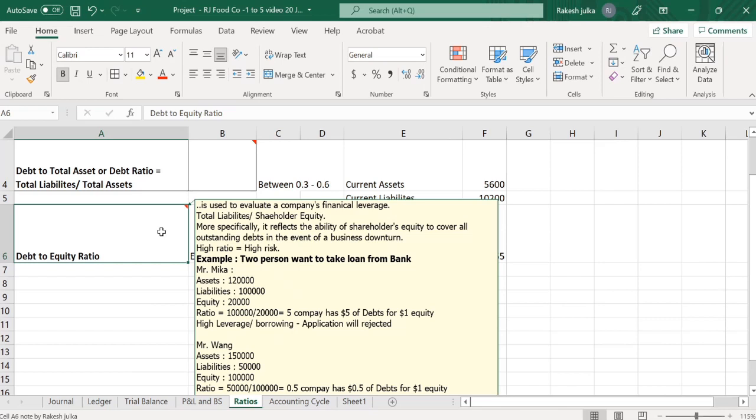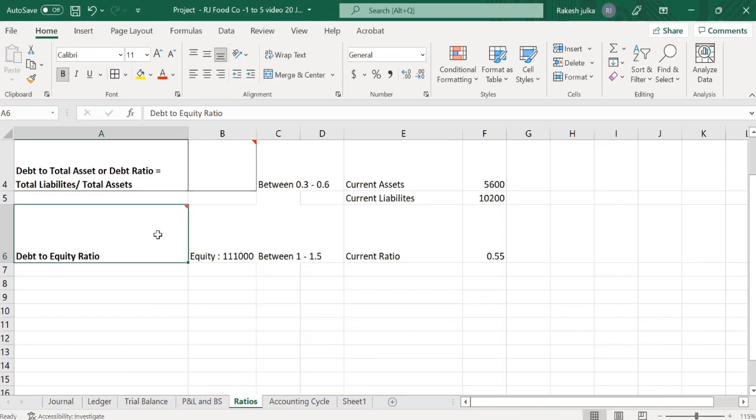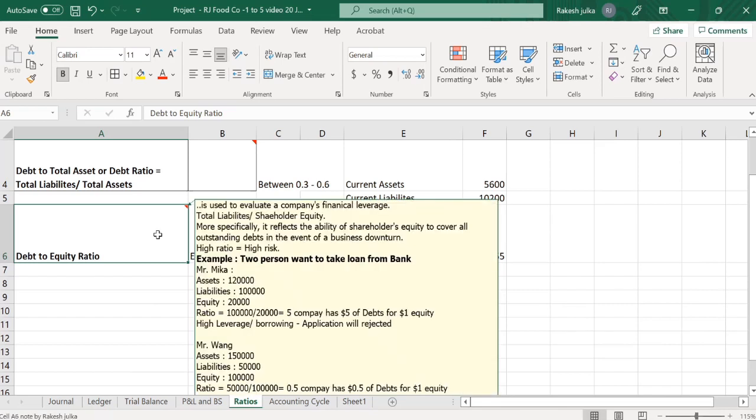In this example, these two persons want to take a loan from the bank, and the bank wants to see the position of their company. So how will the bank decide whether to give the loan to Mr. Mika or to Mr. Wang? It is just like the health report of a patient, which shows what medicine should be given to get that person cured.